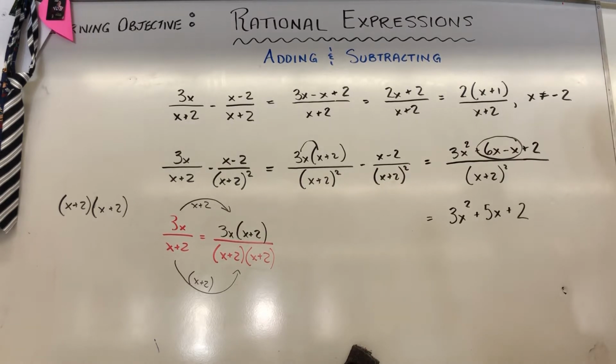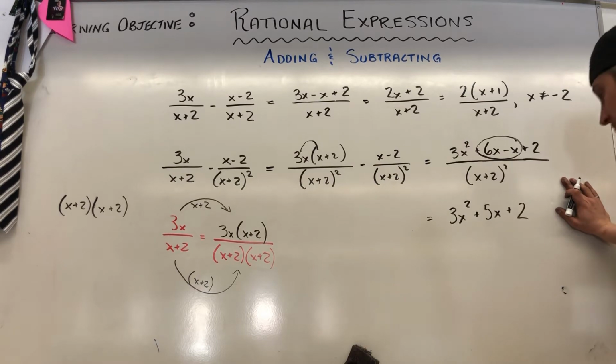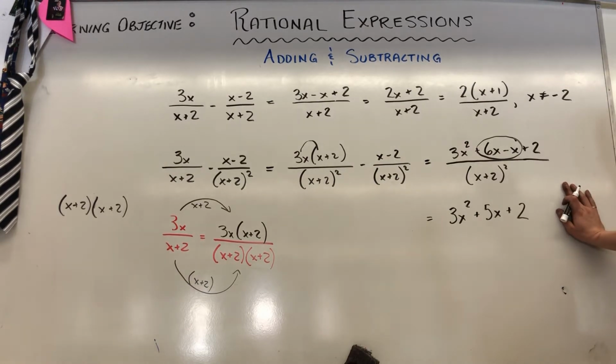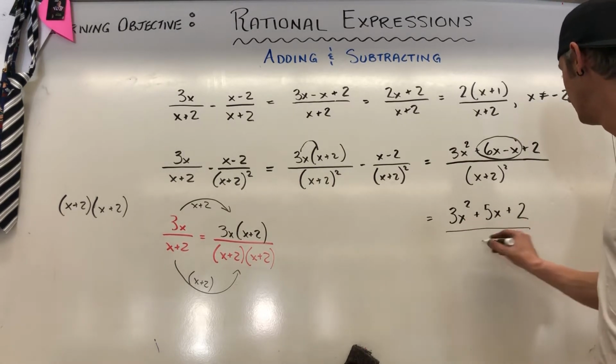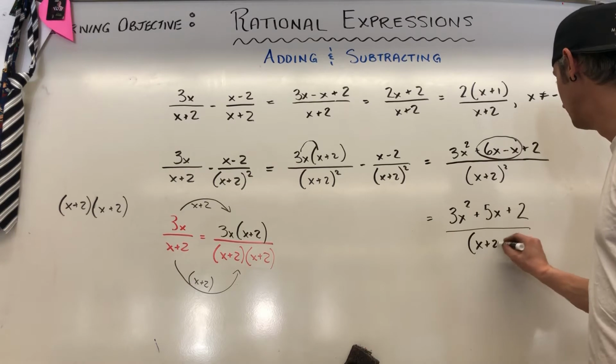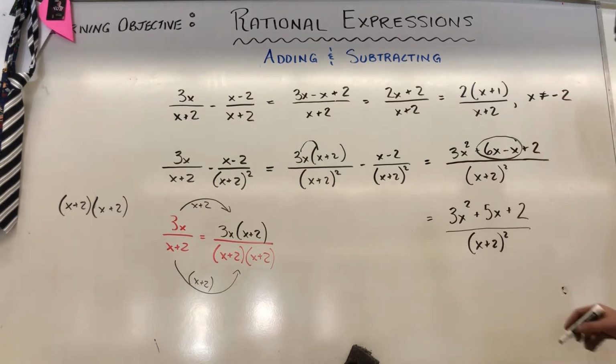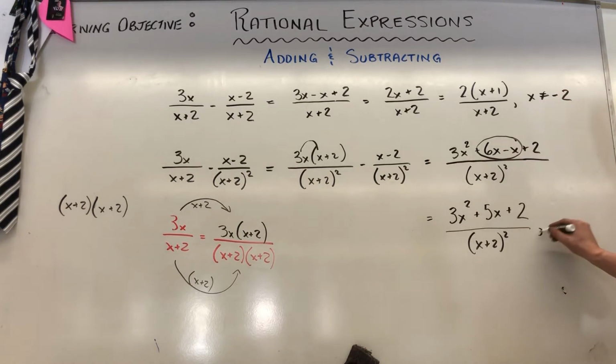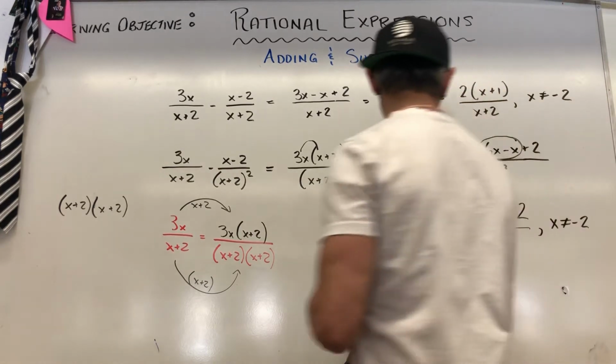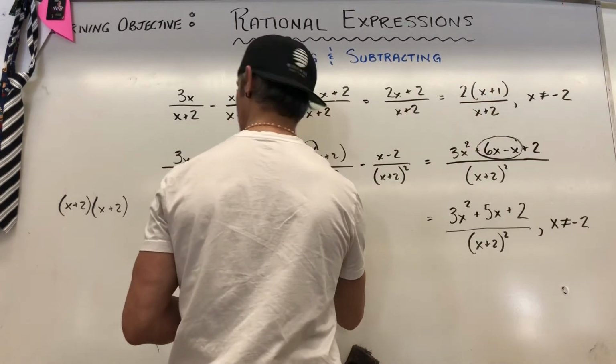I'm just trying to figure out if I can factor this using decomposition nicely. Two numbers that multiply to 6 and add to 5. I can probably do it. I don't want to, but I'm going to. Anyway, that would be over x plus 2 squared. And my non-permissible values are that x cannot equal negative 2. Negative 2 will make that 0. That's it. Now let's finish factoring that.